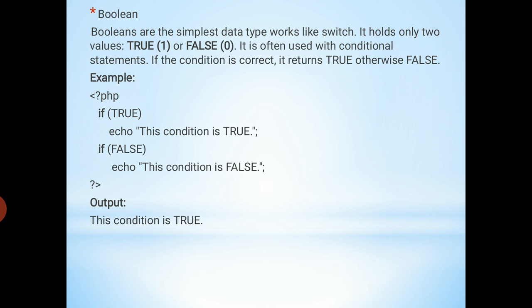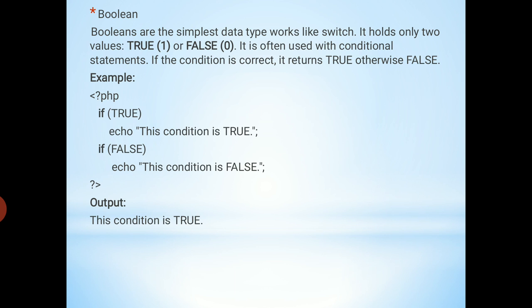Discussing the first category, the first data type, boolean data types. Booleans are the simplest data types. They work like a switch. It holds only two values, that is true or false. It is often used with conditional statements. If the condition is true, if the condition is correct, it returns true value. Otherwise, false.